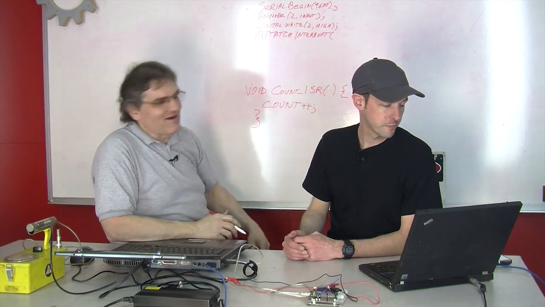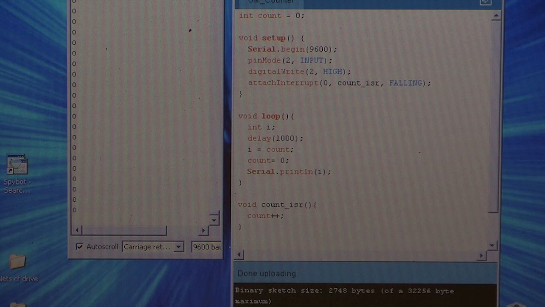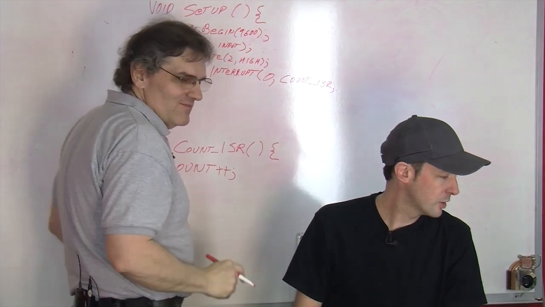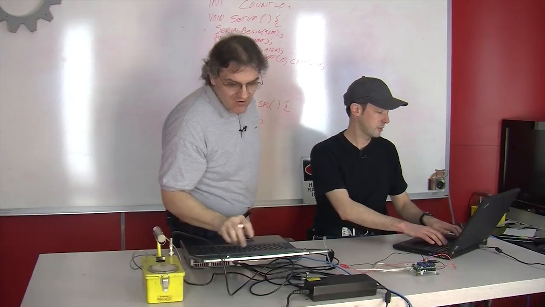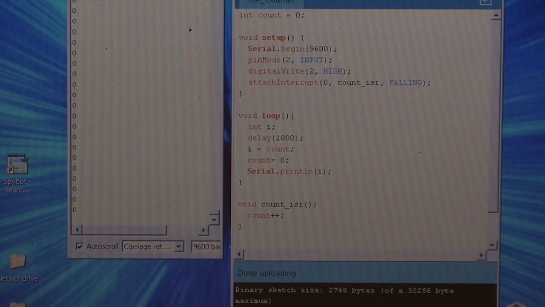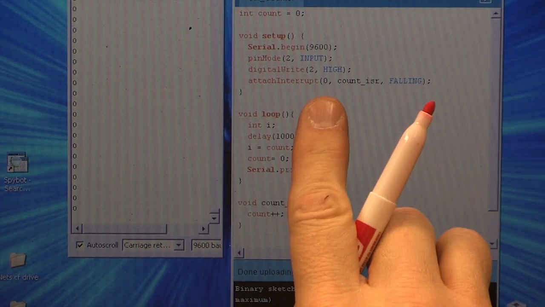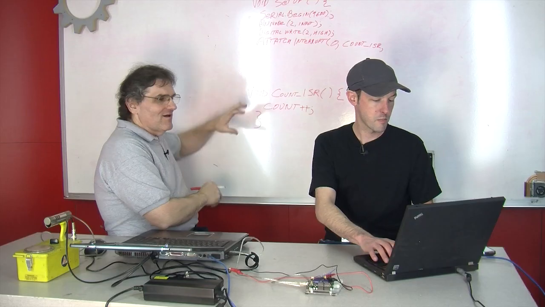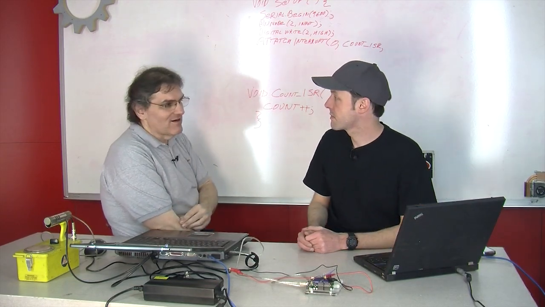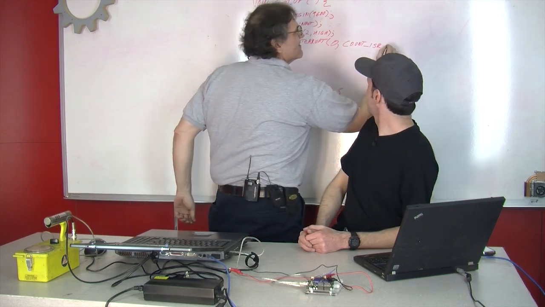Okay, attachInterrupt 0, comma. I forget what the 0 is for. The next thing is the name of our interrupt service routine, which is count underscore ISR. And then the third item is the condition that you want the interrupt to happen on. Oh, the 0 is interrupt 0, that's right. Pin 2 is interrupt 0, and pin 3 is interrupt 1. So if we were tying into pin 3, we'd have to change that 0 to a 1. That's right, I remember now. Anyhow, the condition that we want to have this routine execute on is the falling edge of our interrupt pin. So we put falling right here.